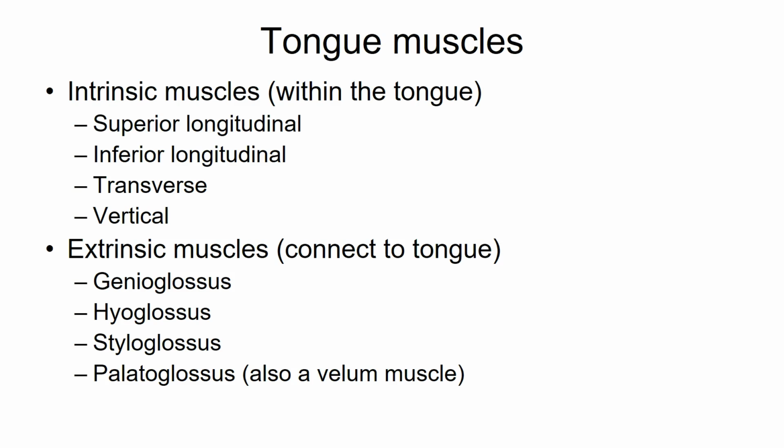The tongue is composed primarily of muscle. There are a set of intrinsic muscles contained completely within the tongue that make up most of the tongue body. These are the superior longitudinal muscle, the inferior longitudinal muscle, the transverse muscles, and the vertical muscles. There are also a set of extrinsic muscles that connect to the tongue from outside sources and to some extent make up the remainder of the tongue body. These are the genioglossus, the hyoglossus, the styloglossus, and the palatoglossus, which will also be discussed in talking about velum muscles.